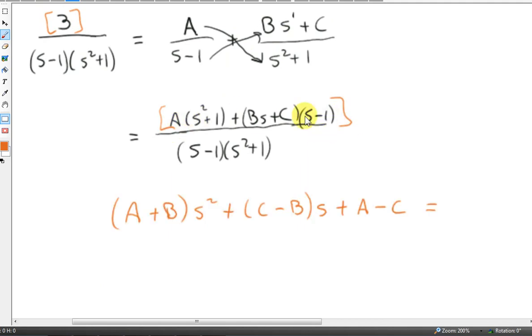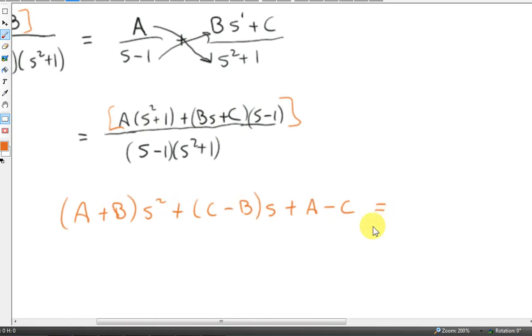So multiplying out all of this and breaking it up into s squared term, s term, and the constant, we get this here. So we have an as squared and we have bs times s, that gives us a bs squared. As for the s term, well, we have bs times minus 1, so that's that here, and then we have c times s, that's this term. The constant term then is a times 1, and we have a c times minus 1, so we get a minus c. And this must all equal 3.